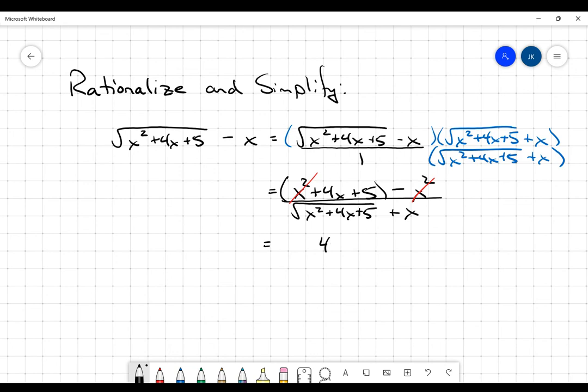Now, in the numerator, it's nice because my x squared terms are going to cancel. And so I am simply left with 4x plus 5 over the square root of x squared plus 4x plus 5 plus x. And right there, that is about as good as it's going to get here. There was nothing in the denominator initially to cancel out with it, and so there we go. I've rationalized that expression.